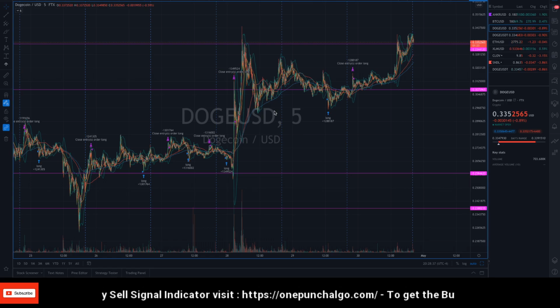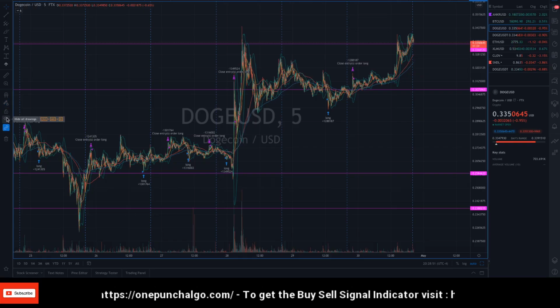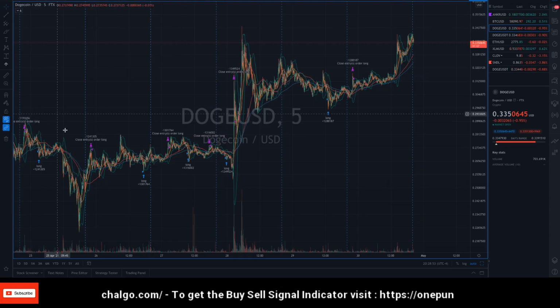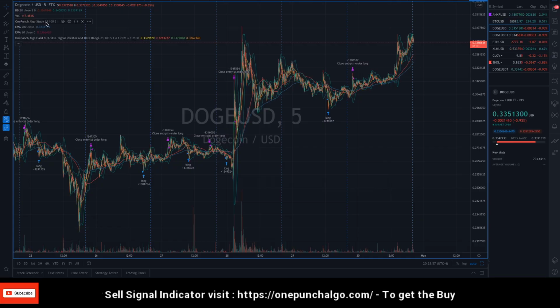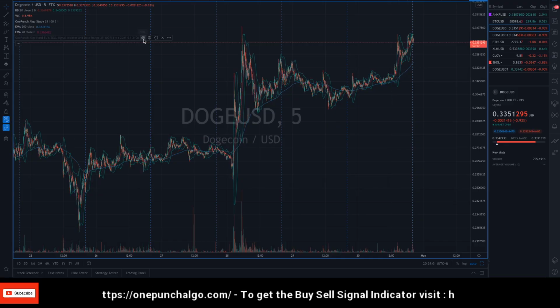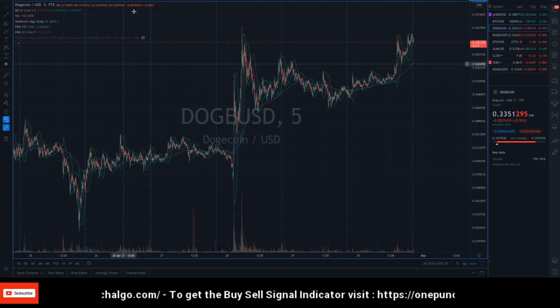Right now I have Dogecoin, Doge, the chart with candlesticks. This may shut down all the indicators. All right, so the drawings are down. Now let me check out OnePunch ALGO as well. Once I hide it, nothing shows here, right?